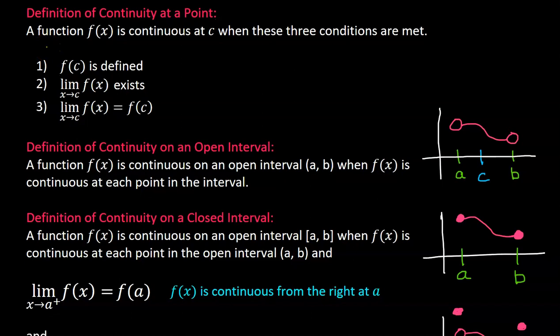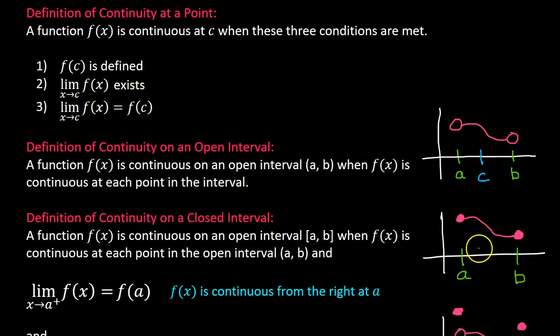So the definition of continuity on an open interval is really straightforward. We just talked about continuity at a point. So if a function is going to be continuous on an open interval, it simply has to be continuous at every point along the interval. So by that definition, you can see that this function is continuous on the open interval from a to b because it is continuous at every point between a and b. Pick any point and it's going to satisfy the three conditions.